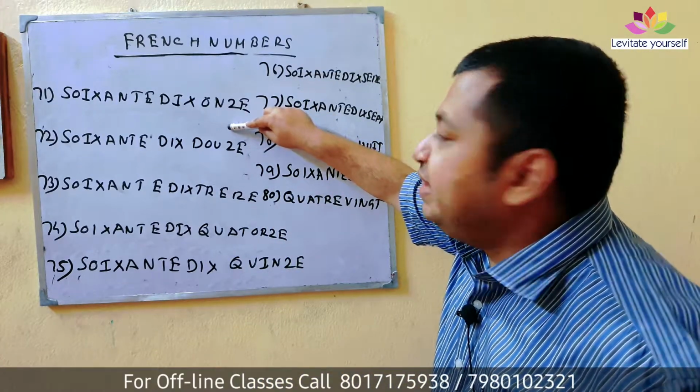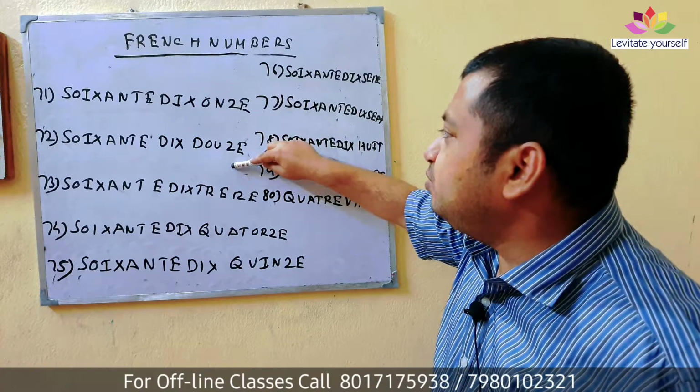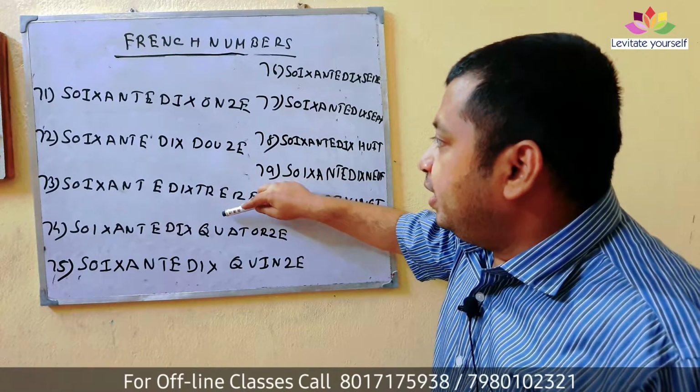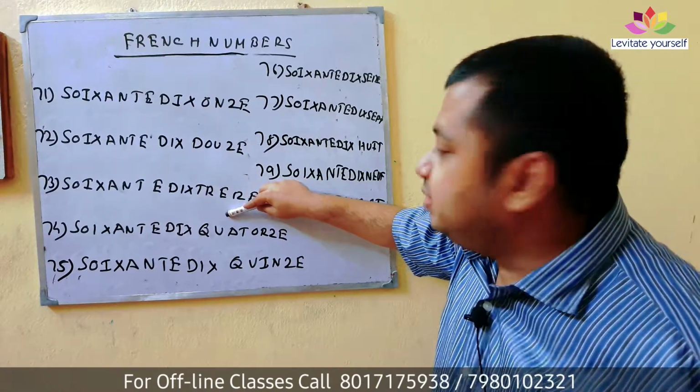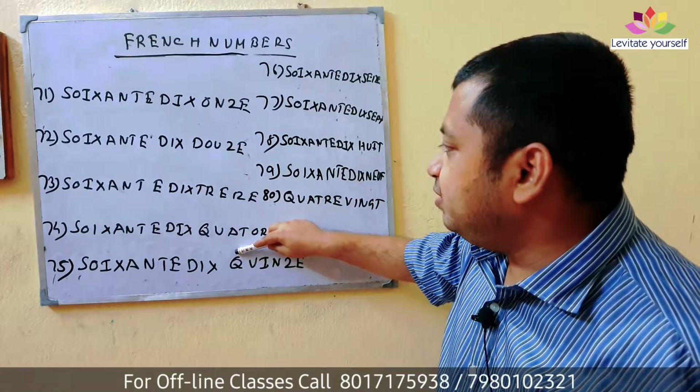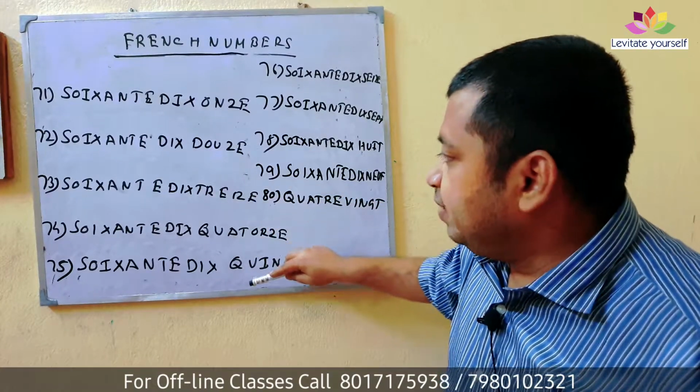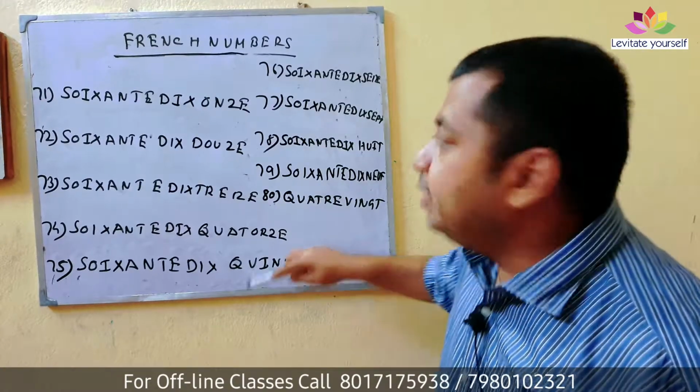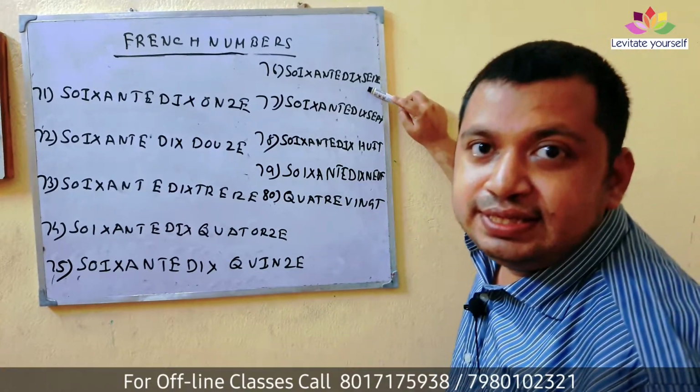Number 71, dix onze. Number 72, dix douze. Number 73, dix treize. Number 74 is dix quatorze. Number 75 is dix quinze. Number 76 is dix seize.